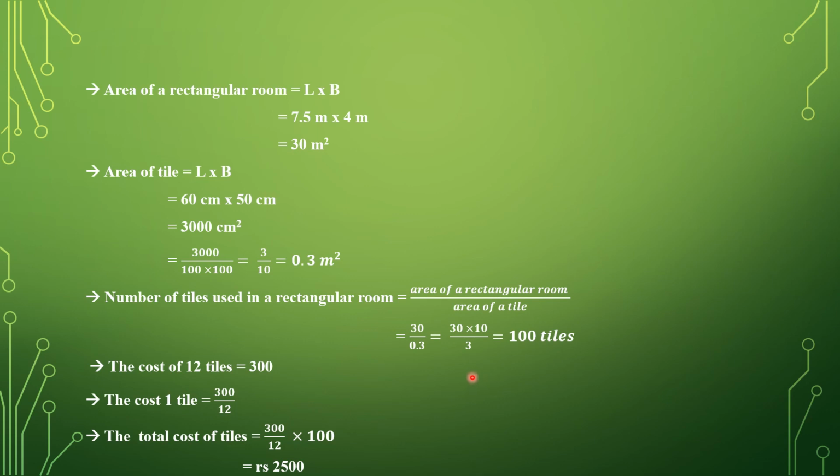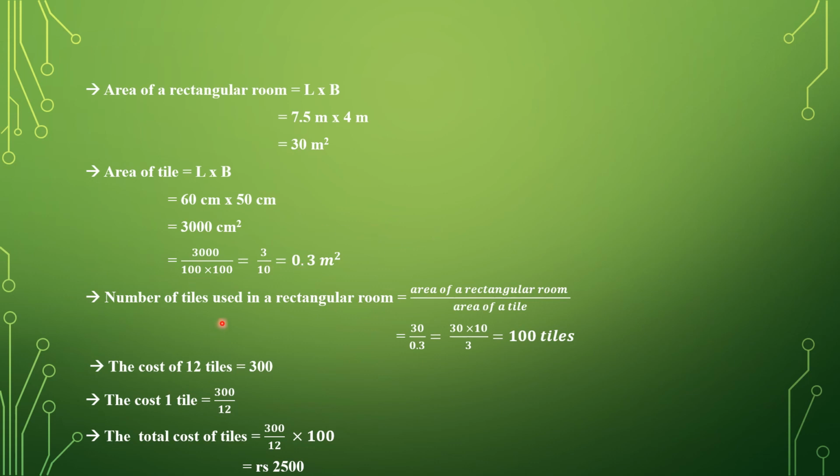But in the second part of the question, they are asking what is the total cost if one dozen tiles cost 300 rupees. One dozen means 12 tiles cost 300 rupees. So what will be the cost of using 100 tiles? First we will find the cost of one tile. The cost of one tile is 300 divided by 12. And the cost of 100 tiles? We multiply by 100. So one tile costs 300 upon 12, and 100 tiles we have used, so we multiply by 100. The total cost came 2500. So such types of questions will come.